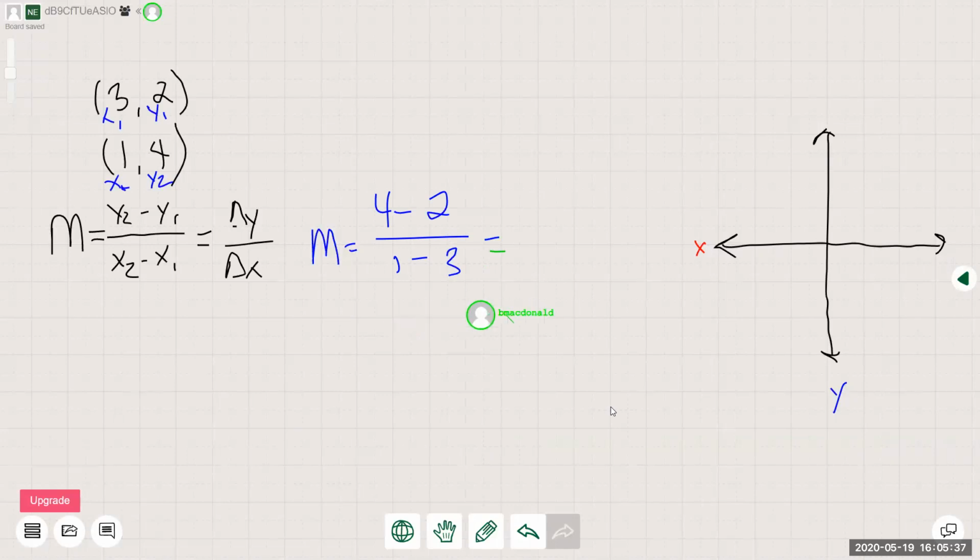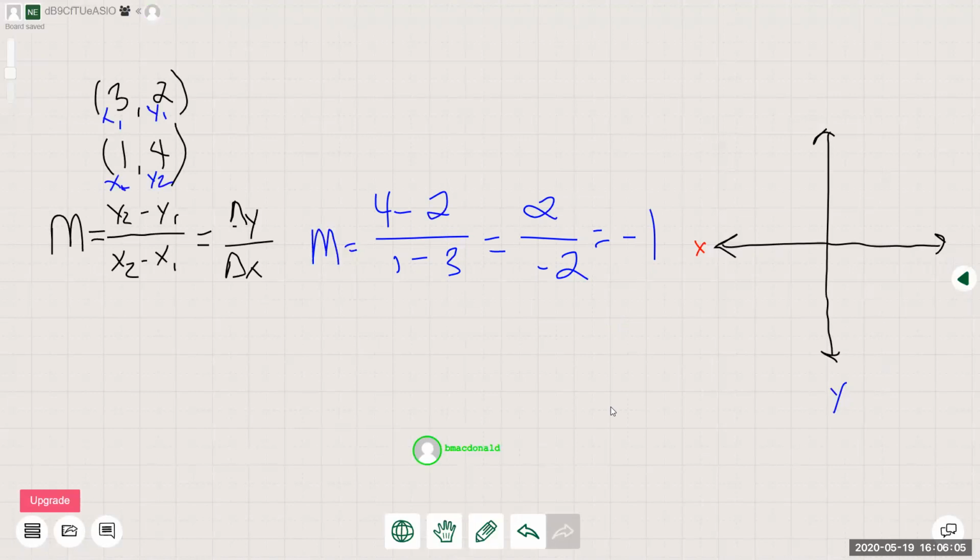So we'll go ahead and subtract that out. We have 4 minus 2, which is 2. And then we have 1 minus 3, which is going to be a negative 2. So you've probably guessed by now that we can reduce this. We can just divide these numbers. So 2 divided by 2 is just going to be a straight negative 1. So our slope should be a negative 1.